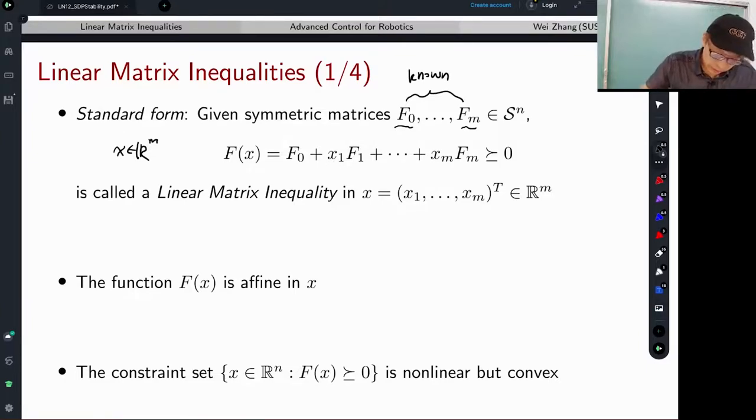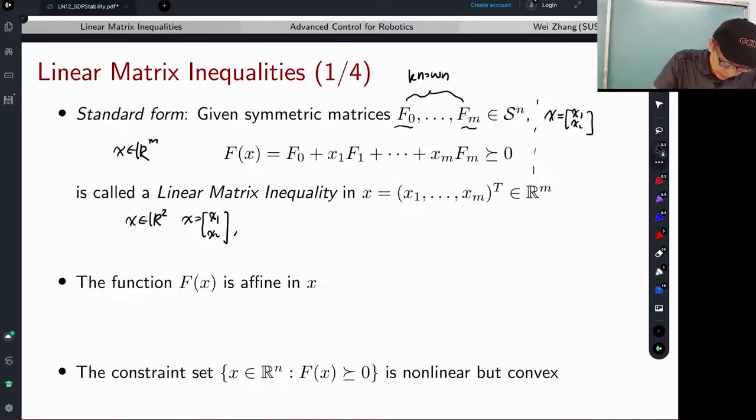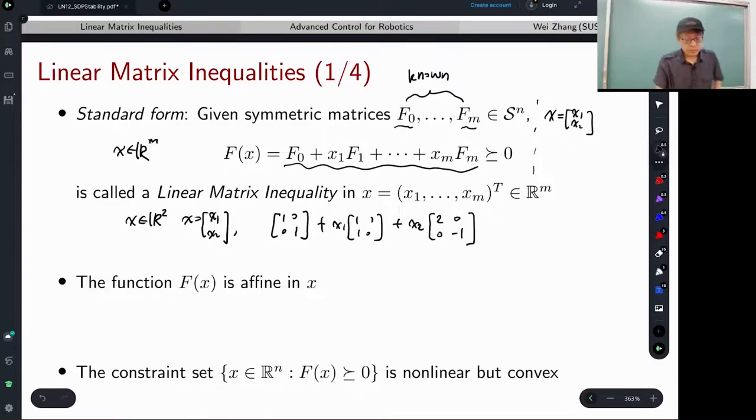Let me give you an example so that it's easier for you to see. For example, I can say x equal to x1, x2. Let me write it here, okay? Special case R^2, x equal to x1 and x2. Then this expression could be something like the identity matrix [1 0; 0 1] plus x1 times [1 1; 1 0], which has to be symmetric. That's my requirement. All these matrices have to be symmetric to start with. And plus x2 times [2 0; 0 -1]. That could be my numerical expression of a particular function.